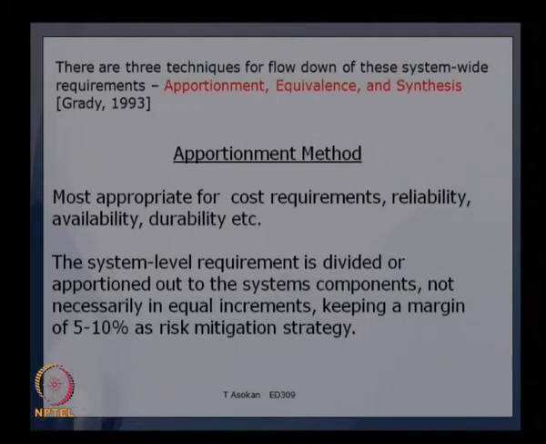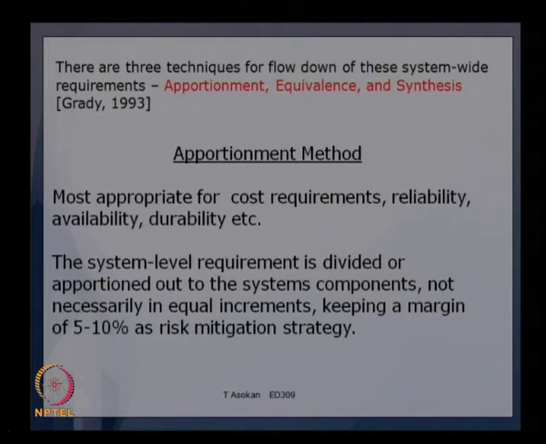So, what we do here is we look at all the components and then apportion the main requirement amongst these components, but we do not do it in an equal manner. We will look at the component and then decide what should be the proportion to which it should be divided. So, it need not be in equal increments, but at the same time we do not give the complete requirement to all the components. What we do is we keep a 5 to 10% margin over here, and this margin is used for the risk mitigation strategy.